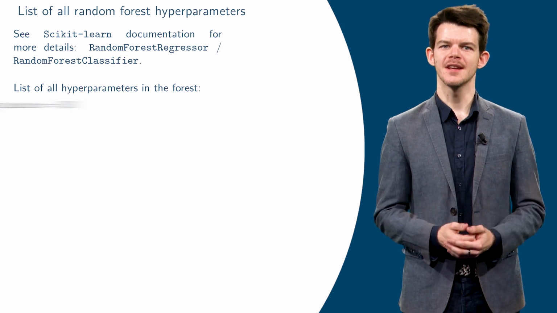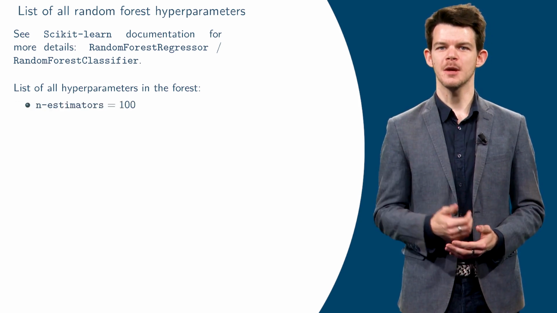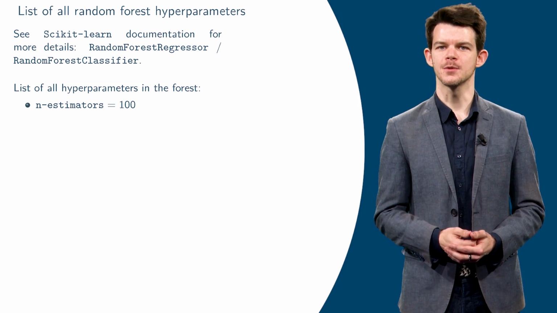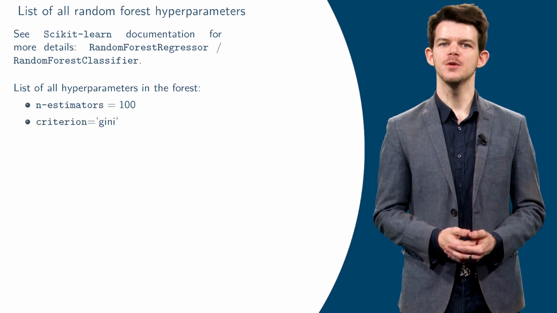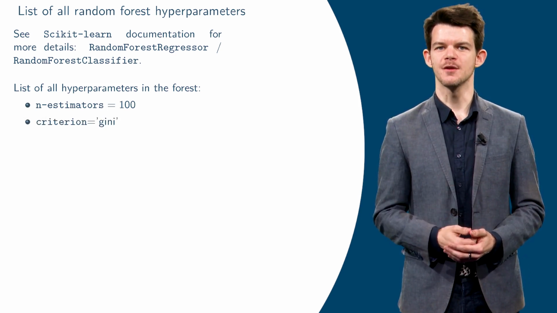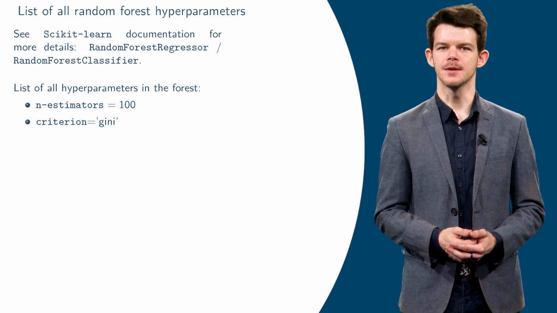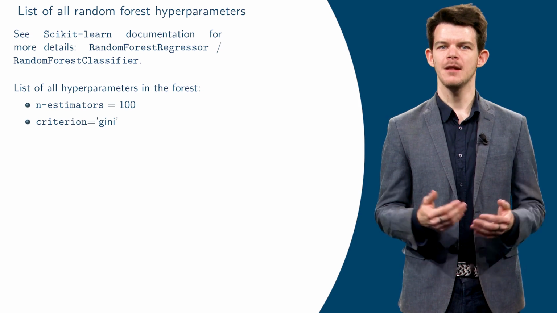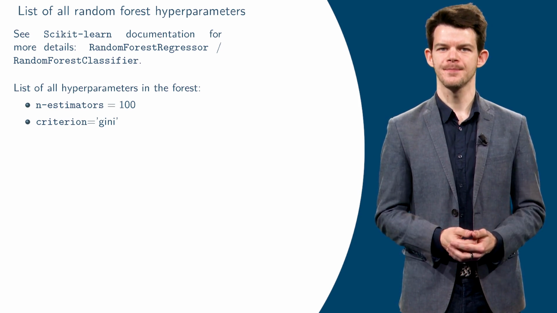The number of trees, or estimators, is a first hyperparameter, set by default to 100. The impurity criterion used to build the tree can be changed via the hyperparameter criterion. By default, Gini is used for classification and the variance for regression.